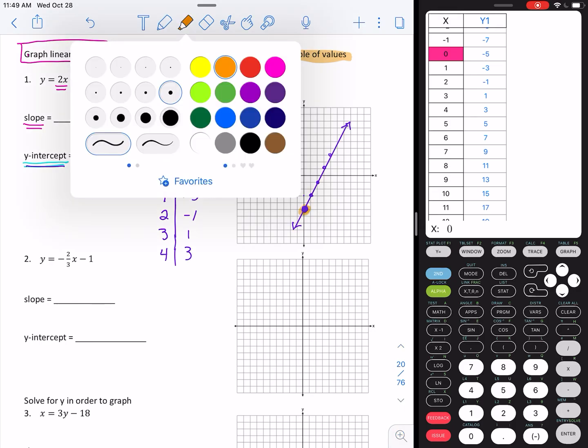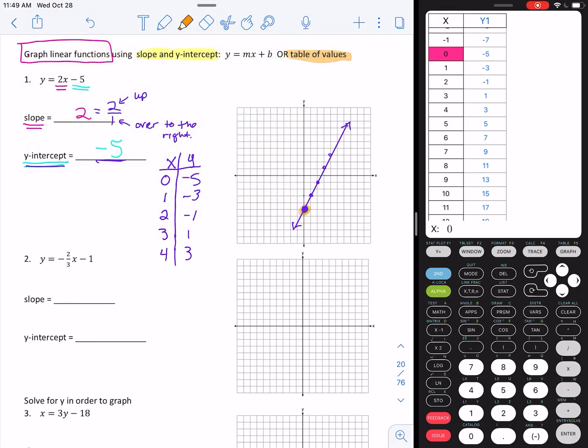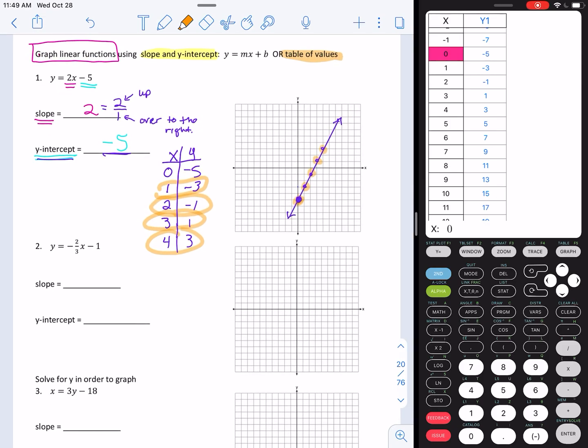And watch, these points line up. 1, negative 3; 2, negative 1; 3, 1 is there; and 4, 3 is there. So you get the same thing, one way or the other, whatever you're more comfortable with.